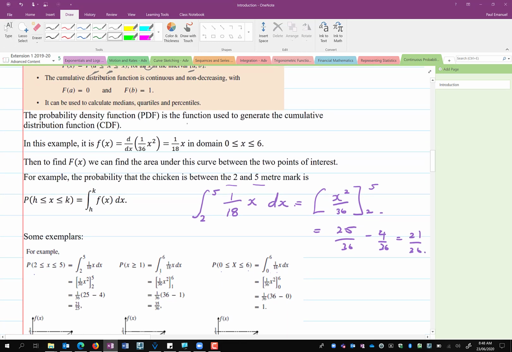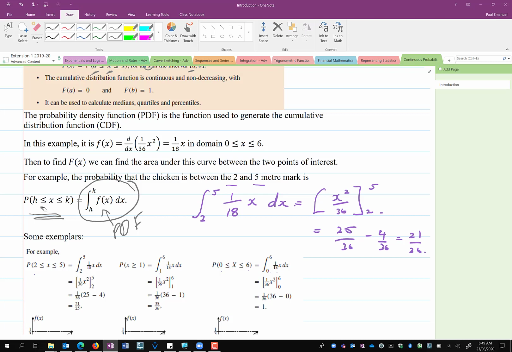So then, as I say, the PDF we use to generate the CDF by doing this integral. So this thing here is the PDF. Now this isn't really the CDF because it doesn't start at A. But the point is, you can use the CDF if you know you started at A, but if you want a particular domain, like between the 2 and 5 meter markers you've got there, then you can use the probability density function and integrate it.